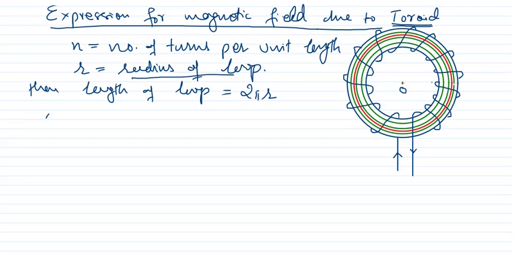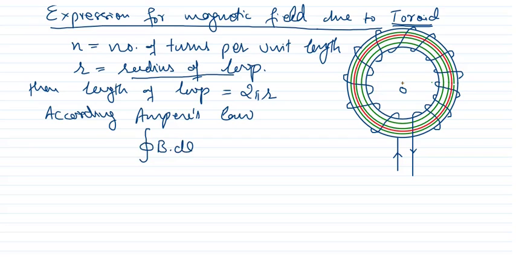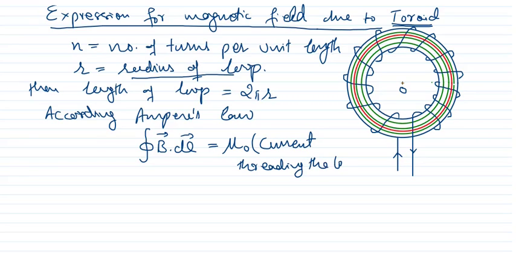Now according to Ampere's law, the closed line integral of the magnetic field is equal to mu naught into the current threading the loop. This we can say is equation number 1. So first of all, in this diagram, what is there?